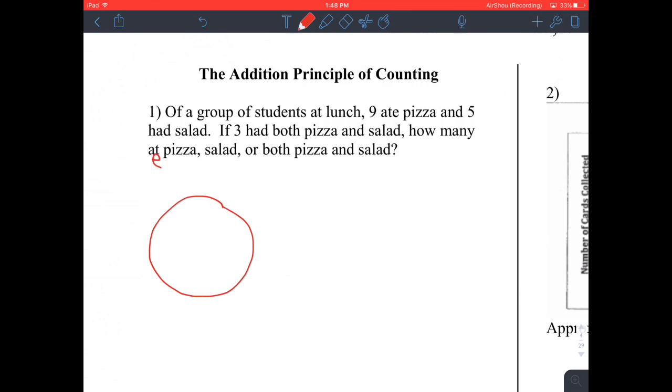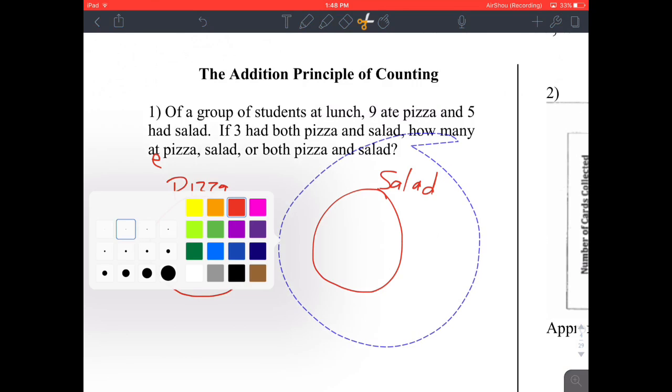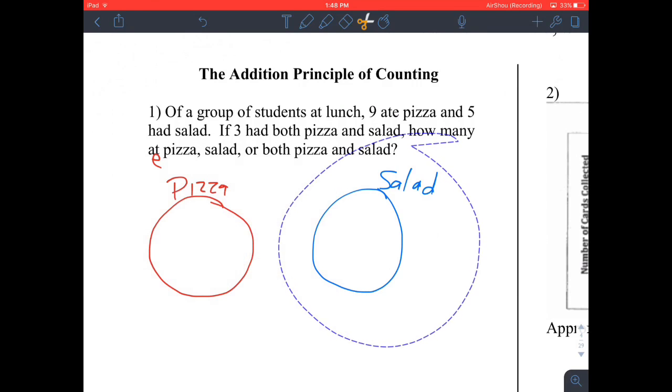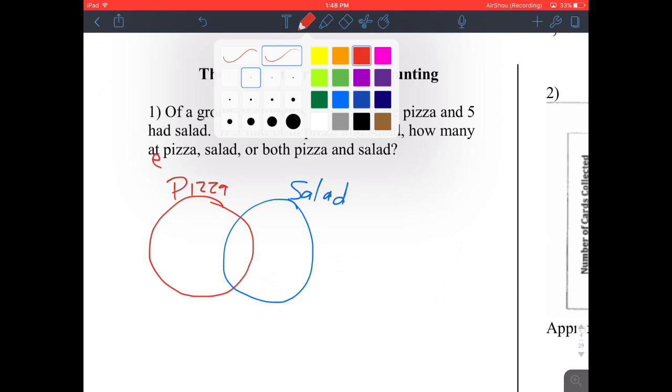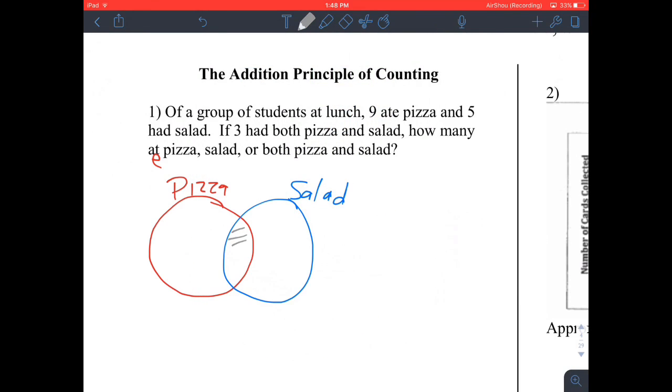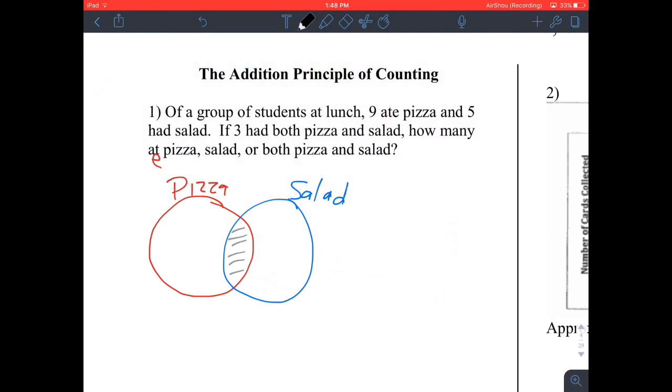We've got this circle here of the students that had pizza. We have this group of students here that had salad. Now it says some of the students had pizza and salad. So that means that we can kind of push these groups together. There's an overlap. People that are in the overlap here are the people that had pizza and salad both. So when you're doing this, start out with the ones that had both. 3 had both. So that's going to go here in the center.